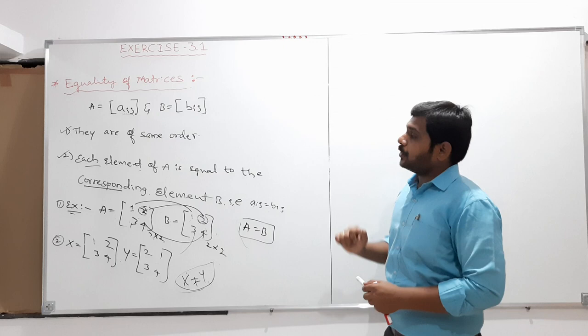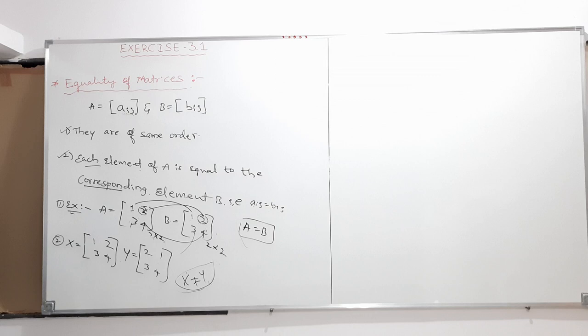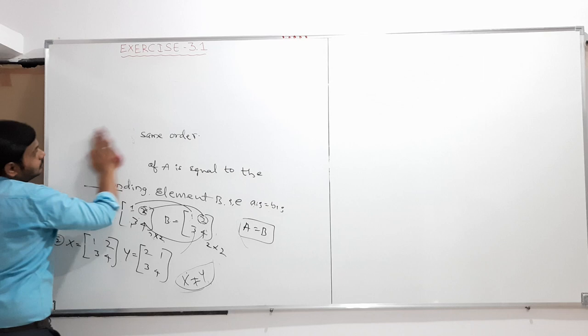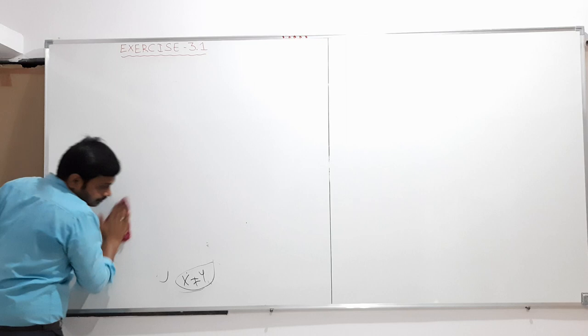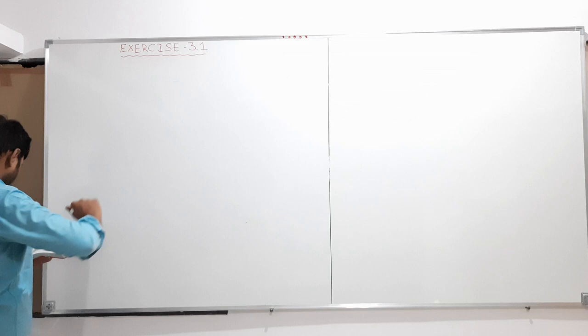Based on this, we are going to discuss the examples of this question. In exercise number 3.1, up to 5 questions we discuss. Then we will discuss the 6th question, and the 6th question will be based on this. So now I am going to discuss the 6th question of your NCERT. I am going to write it.